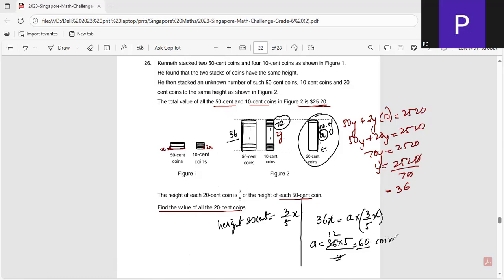This is 60 coins, but they're not asking the number of coins. They're asking what is the value. So what is the value of 60 coins into 0.20? It is $12. So the answer for this question is $12.